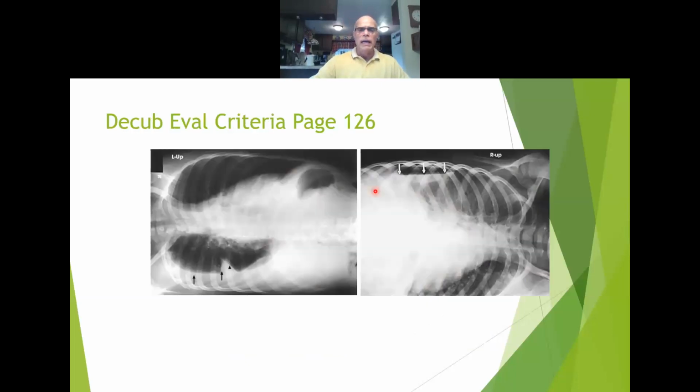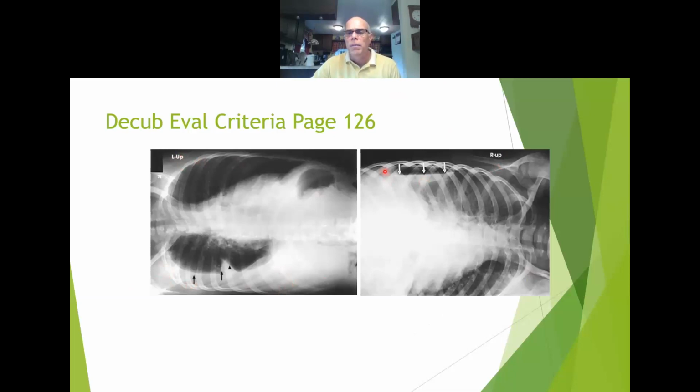Let's see what we got next. Evaluation criteria. This is side up, so they were looking for, obviously, this is what? What's down here? This is all fluid. It's not air anymore. Remember, air is black. So we've got distinct side up, left side up. So he's got right pleural effusion.